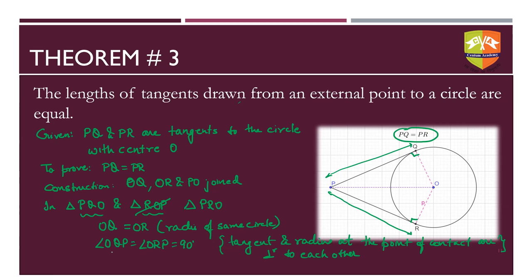And what else? OP is equal to OP. Common. So by SSS. True. By SSS is the right. SSS congruence criteria. Correct? No, RHS. Oh, is it? Okay. Good. So by RHS congruence criterion, triangle what? PQO is congruent to triangle PRO, and hence the following.